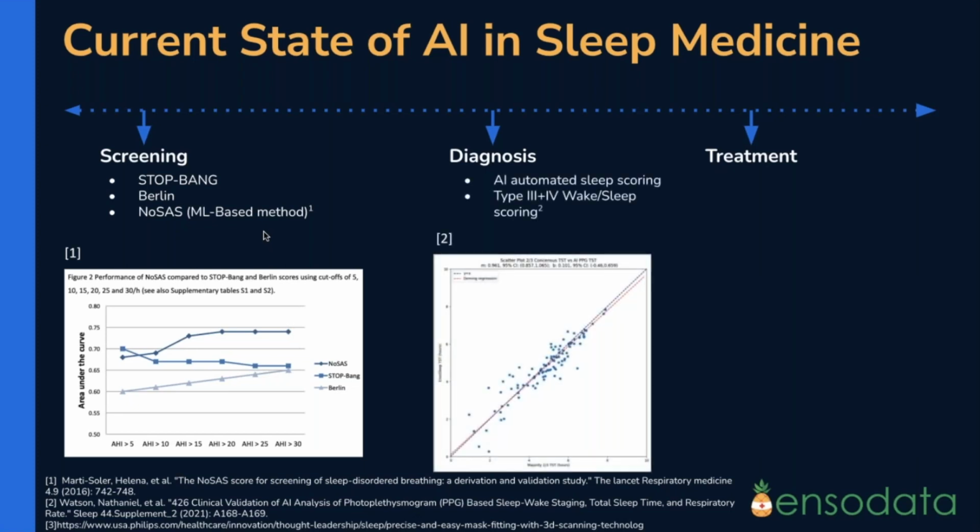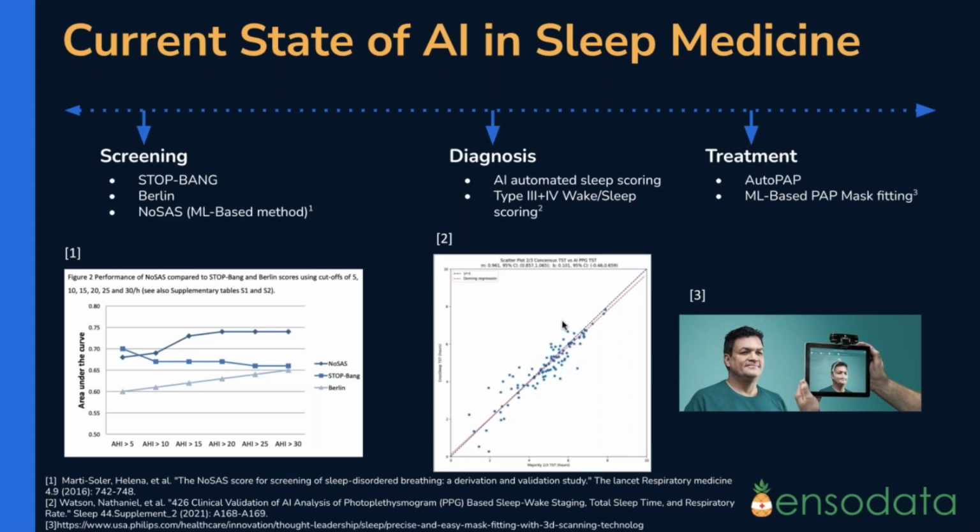In diagnosis, we spoke about this. We have AI automated sleep scoring that's being used today in order to make this whole diagnosis process more efficient. But not only that, these scoring software can now also pretty accurately detect wake versus sleep in type 3 and type 4 home sleep tests that don't have the required EEG signals. The image you can see here is a validation that we ran where we compared a machine learning based total sleep time algorithm that leverages the PPG signal that is being recorded in home sleep tests, and we got a fairly high agreement between the real sleep scoring and the PPG scoring.